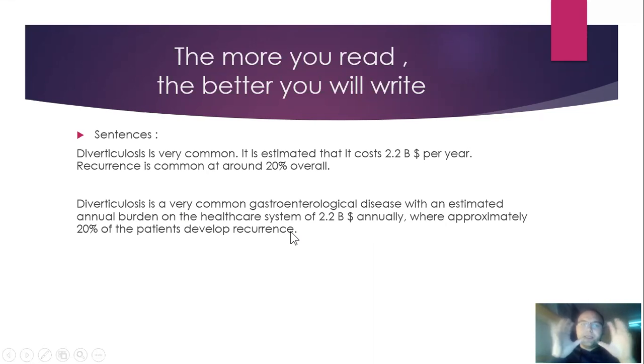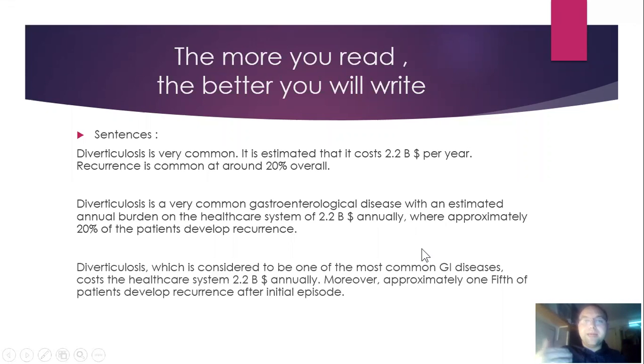Again, in here, we've just converted these simple sentences into more complex sentences using paraphrasing and different connectors. Let's say we want to make it even better. Again, diverticulosis, which is considered to be one of the most common GI diseases, costs the healthcare system around this. So here you've highlighted the cost. Moreover, approximately 1/5, instead of saying 20%, you can say 1/5 of the patients develop recurrence after an initial episode.